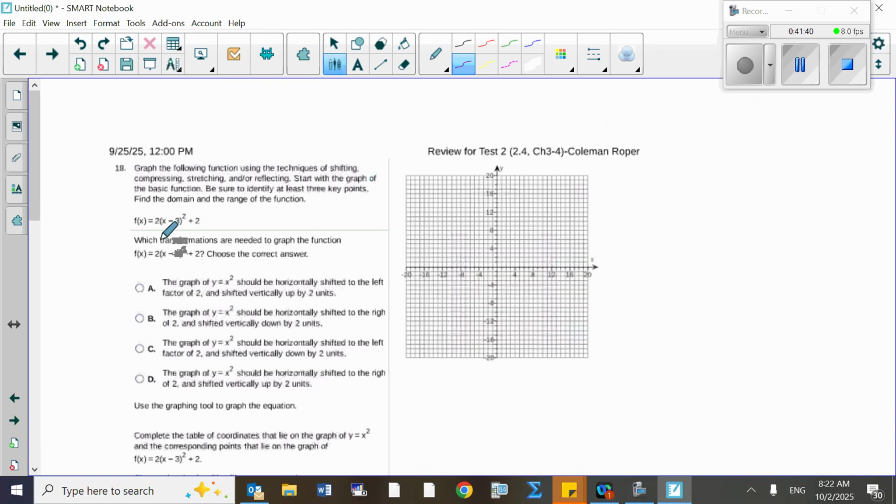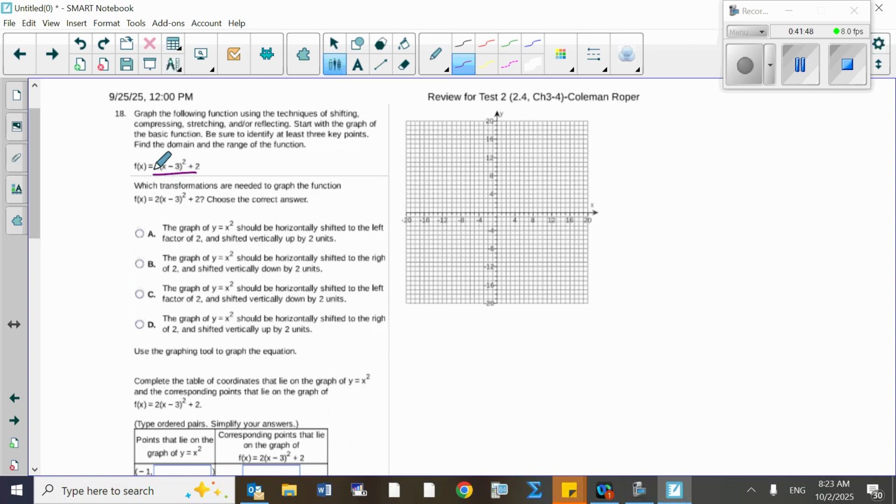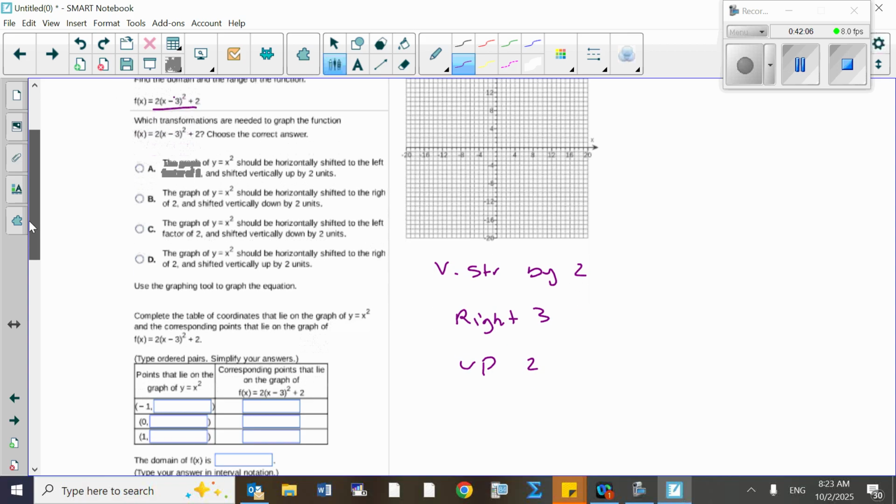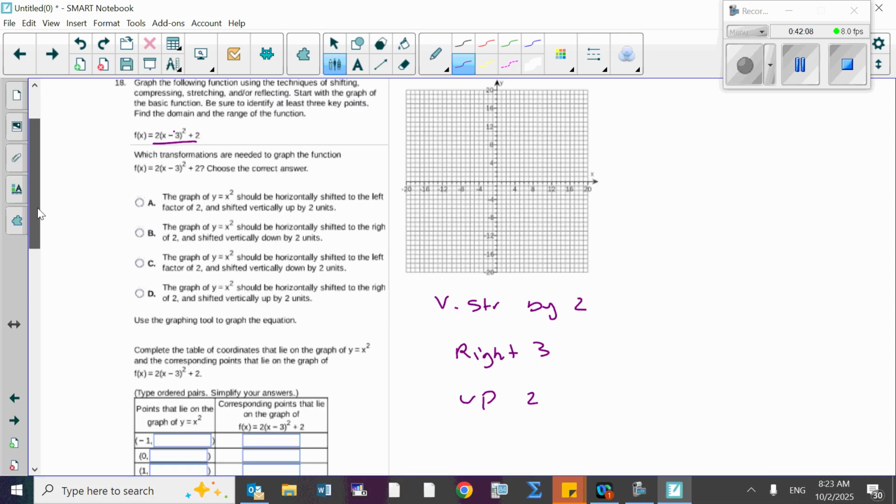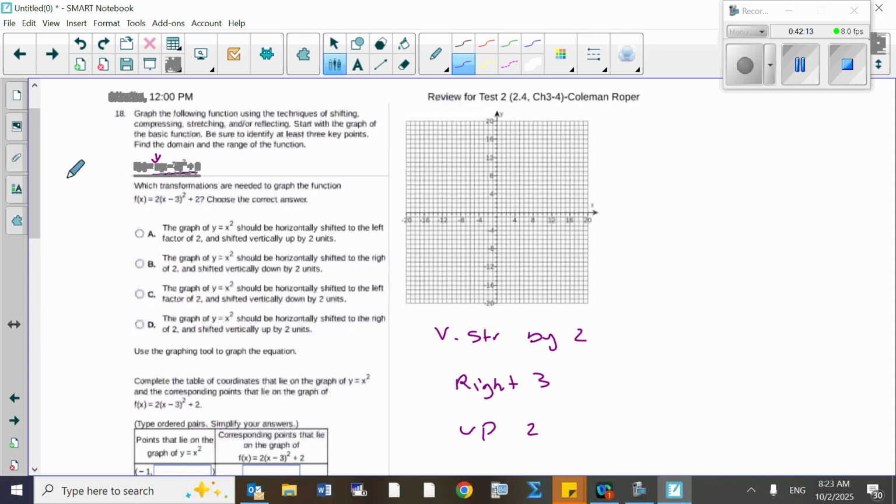Okay, next one, again, we want to know what are the transformations that happen here. So the first thing that is happening here is we have a vertical stretch by a factor of 2. And we are moving the function right 3, and then up 2. So these are the transformations that are happening to the function. The reason I'm saying vertical stretch by 2 is because this 2 is outside of the function and it's greater than 1, so it's a vertical stretch.